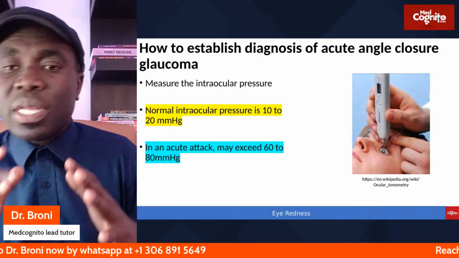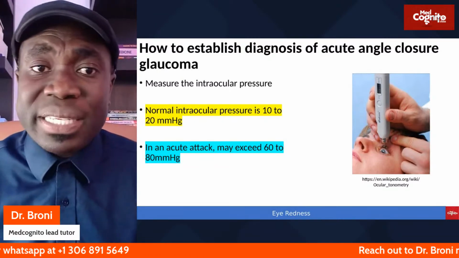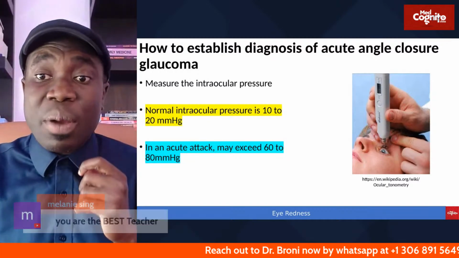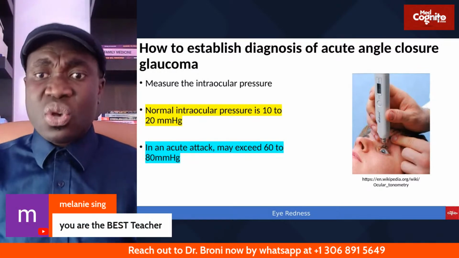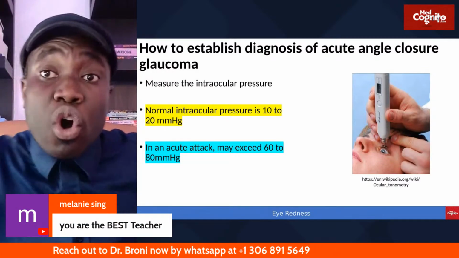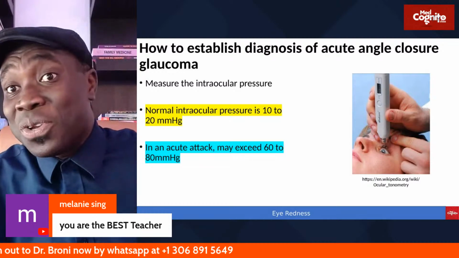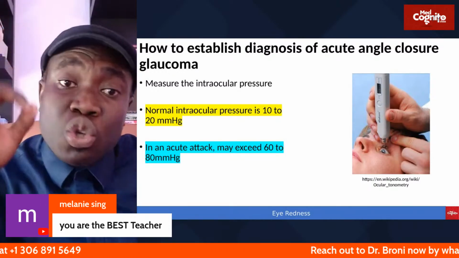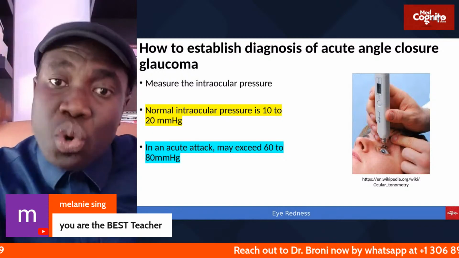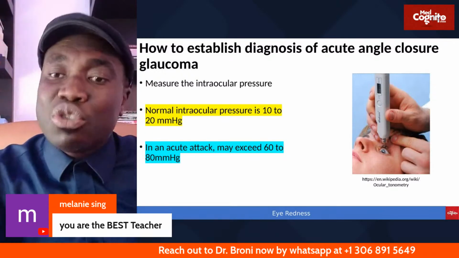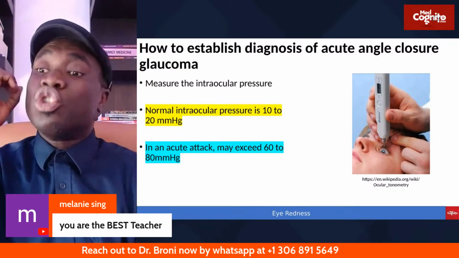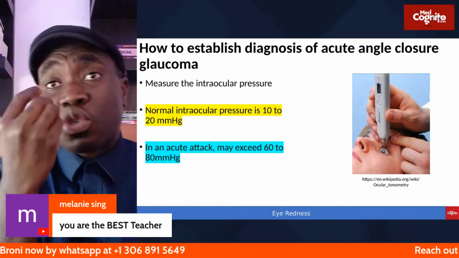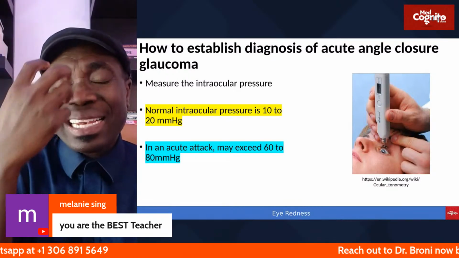Okay, so now that we've talked about all these, assuming you are in your emergency room and someone brings you this case, what will you do? Because you've been taught by MedCognito, you say, oh, I remember. I need to do what we call tonometry. So I need to get my tono pen. A tono pen is just like a simple pen, but it is used to measure the pressure in the eye.